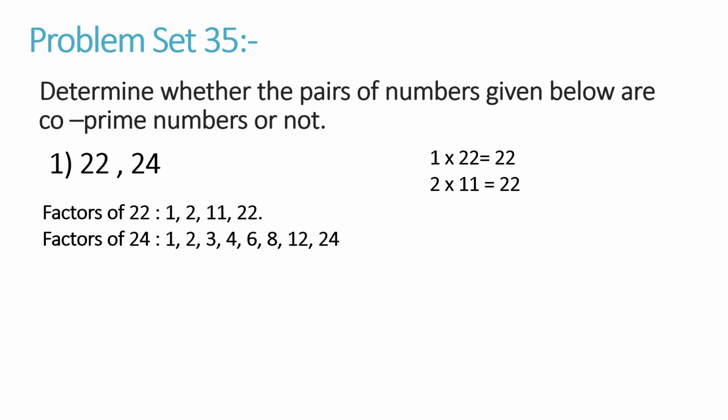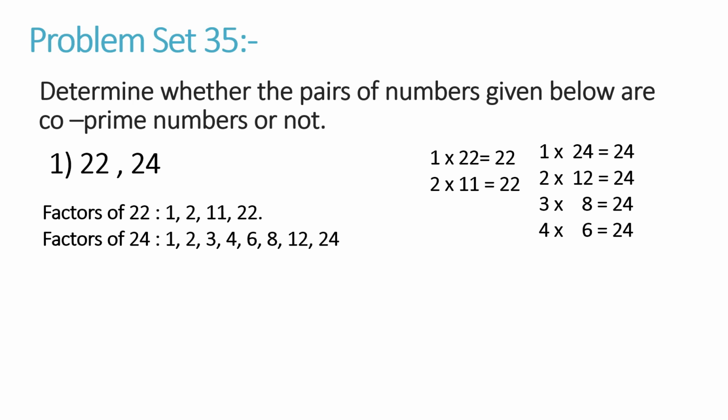Now find the factors of 24. Start from 1. 1 24 is 24. 2 12s are 24. 3 8s are 24. And 4 6s are 24. Then it will go directly to 6. 6 4s are 24. 8 3s are 24. 12 2s are 24. And 24 1 is 24. So all the factors you are getting here.